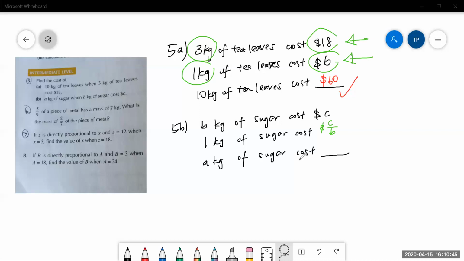Correct. Then after that, I want to find A kg of sugar. How to find? Times A. Correct. C over B times A, so dollars, bracket. Understand? Make sure you write this down somewhere.